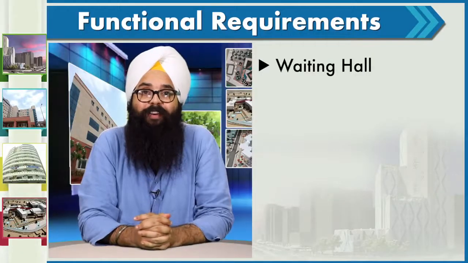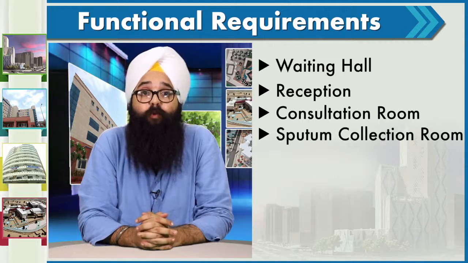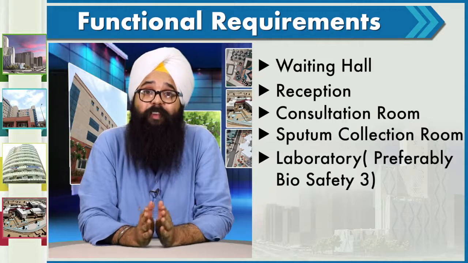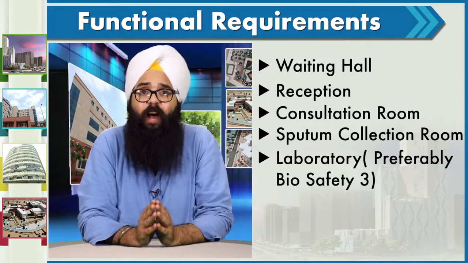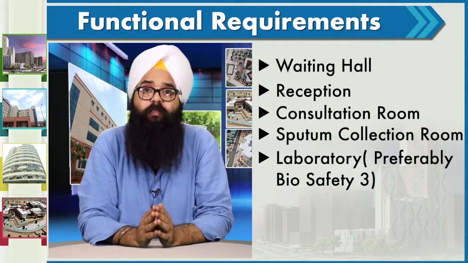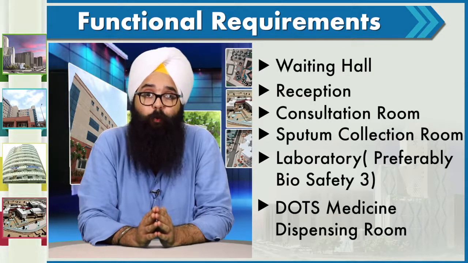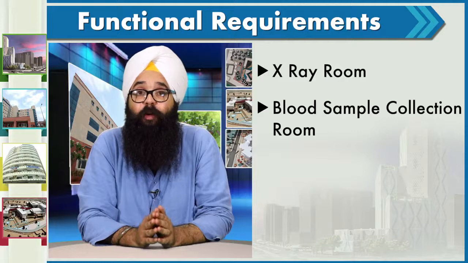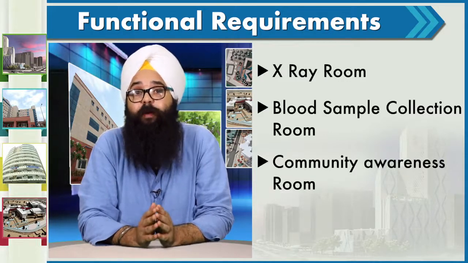But we will give you the very important requirements for a DOT center. So what are the functional requirements? We need a waiting hall, a reception, a consultation room, a sputum collection room, and a laboratory, which should ideally have good biosafety standards. Biosafety level 3 is an ideal benchmark for labs. Then there should be a DOTS medicine dispensation room, an X-ray room, a blood sample collection room, and, very important, a place where community awareness is spread.